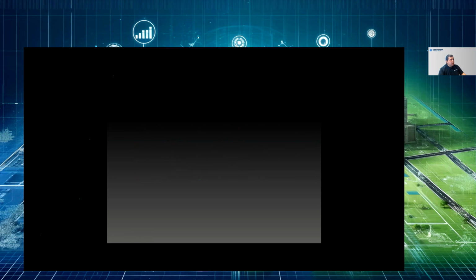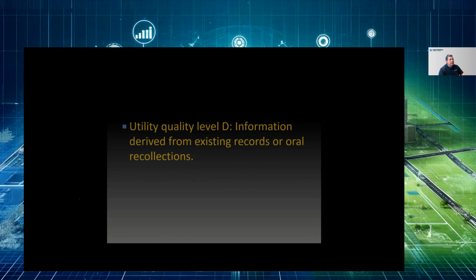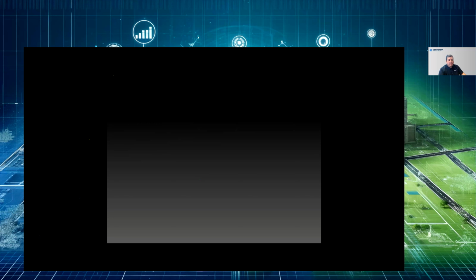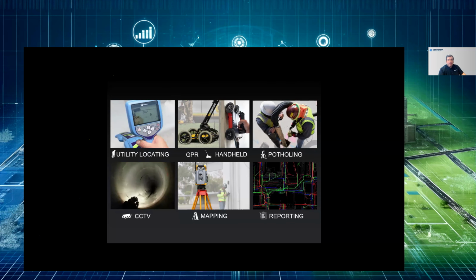Then we have the lowest level, quality level D, which deals with information that comes from record maps or as-built maps that are derived usually from the utility owners. Now I'm going to go through the methods and equipment that are used and the process workflow to generate and work on this subsurface utility locating.